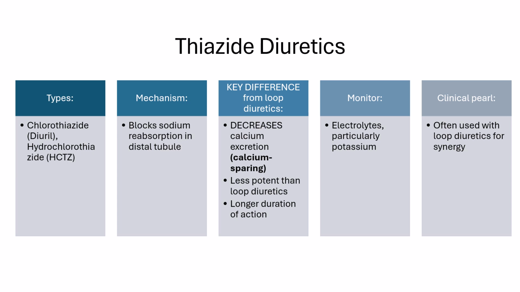Thiazide diuretics like chlorothiazide and hydrochlorothiazide work by blocking sodium reabsorption in the distal tubule. The key difference from loop diuretics that you need to know is that thiazides decrease calcium excretion. They're calcium-sparing, while loop diuretics increase calcium excretion. Thiazides are less potent than loop diuretics but have a longer duration of action. They're particularly useful in chronic conditions like BPD when longer action is beneficial. The main electrolyte concern is hypokalemia, so monitoring potassium levels is essential. Thiazides also tend to cause less metabolic alkalosis than loop diuretics, which can be beneficial in some cases.